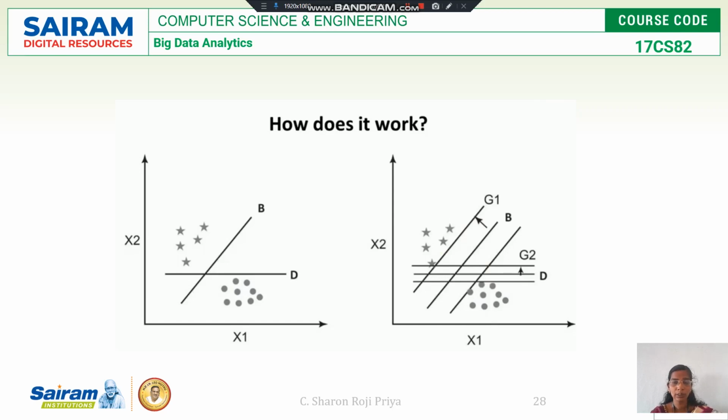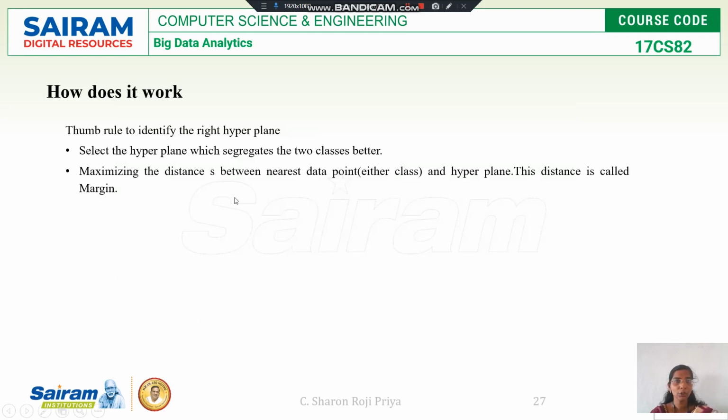What does the thumb rule state? It should classify or segregate both the classes. So the first thumb rule is satisfied. It is classifying or segregating both the classes in a better way. Now what is the second one?